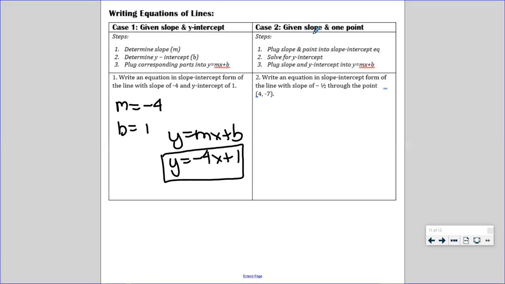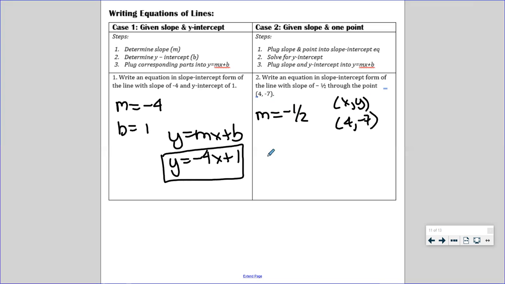So if you have that, you plug the slope and the point into the slope-intercept equation, solve for y, the y-intercept, and then you plug in the slope and the y-intercept that you found into the equation. So they want us to write an equation. They gave us a slope of -1/2, and then they gave us a point, which I'm going to put as our xy, which is (4, -7).